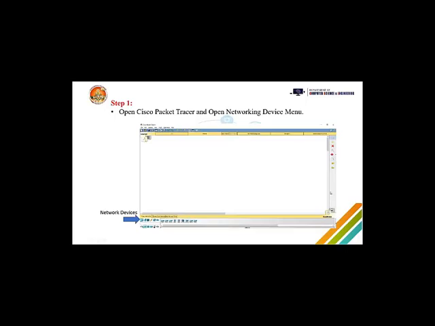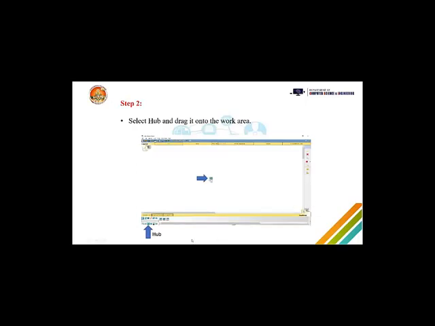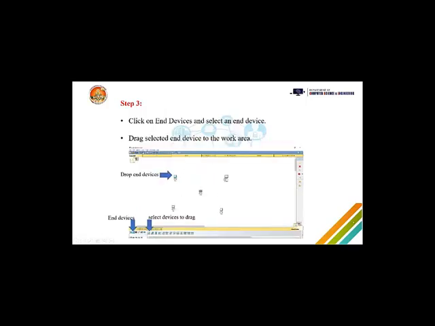Once you have clicked on that network devices icon, you need to click on this hub icon and drag this hub into your work area. Next, you just click on this end devices icon. Once you click on this end devices icon, it displays what end devices are available to us. So here I am going to select one desktop icon. You just select this desktop icon and drag and drop it onto this work area. Like this, you may create as many devices as you want as a part of your star topology.